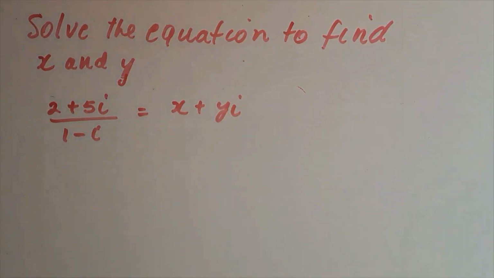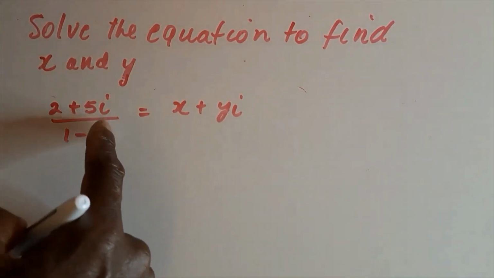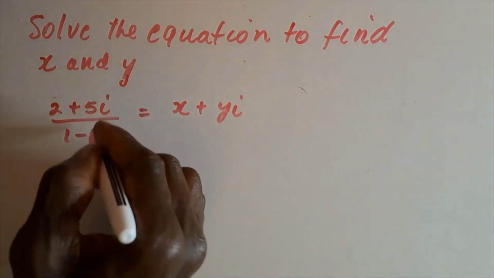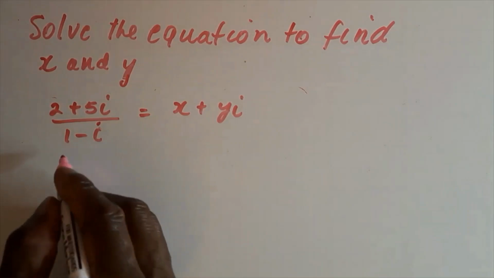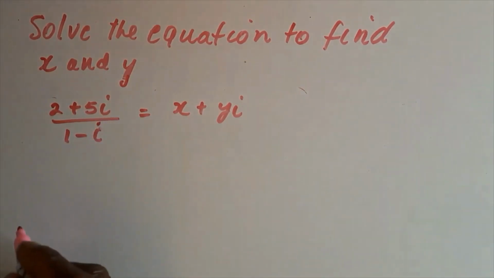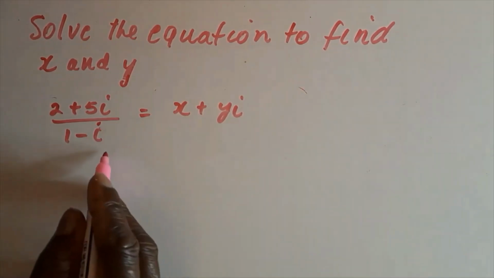Right, here we have a fraction and we need to solve for x and y. So what we need to do is simplify this left hand side, and by doing that we'll be able to find our real and imaginary parts. But how do we do that? Well, we'll just realize the denominator by multiplying the top and the bottom of this fraction by the complex conjugate of the denominator.